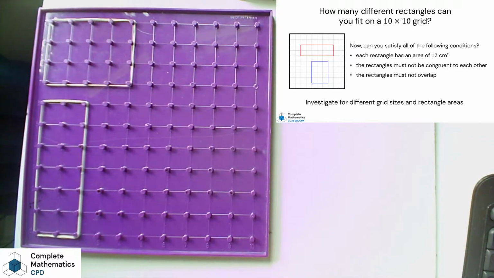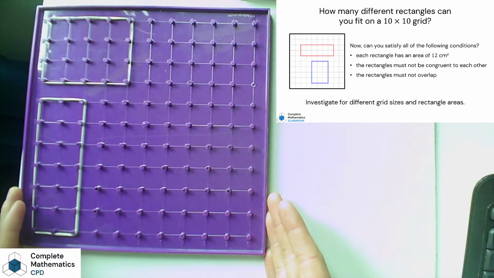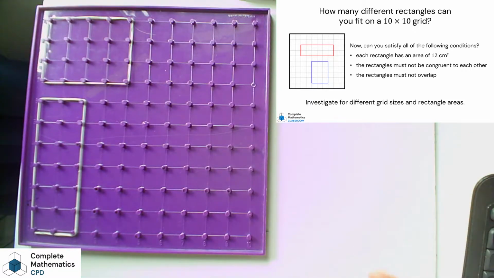And then at this point you tend to get some really good reasoning from the pupils saying, well, the factor pairs of 12 are 4 and 3, 2 and 6, and then 12 and 1, but my geoboard's only 10 by 10, so I can't fit the 12 by 1 on. So, sir, that's the only rectangles I can fit on this grid. Which is great reasoning, but unfortunately it's wrong because there are two other ones to find.